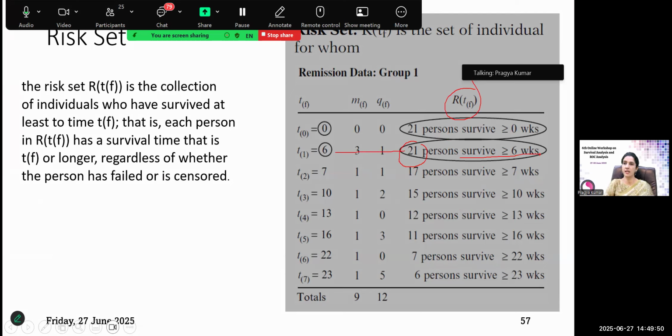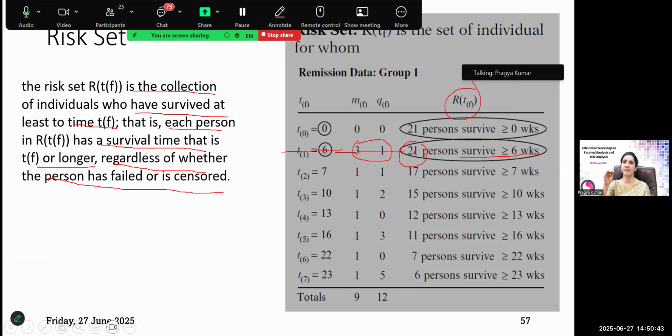Yes, Dr. Ajay is right. How do we define the risk set? At a particular row, if this is the row and this is the risk set, then at a particular time point we say that the risk set is 21 who survived more than or equal to 6 weeks. That means it is the collection of individuals who have survived at least to time t. That means each person has a survival time that is either t or longer, regardless of whether the person has failed or is censored. Remember, we explained here, the 3 and 4: these 4 people have survived at least 6 weeks and the rest 17 have survived beyond 6 weeks. That's how we define the risk set.